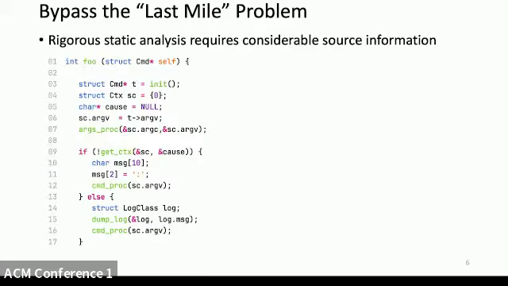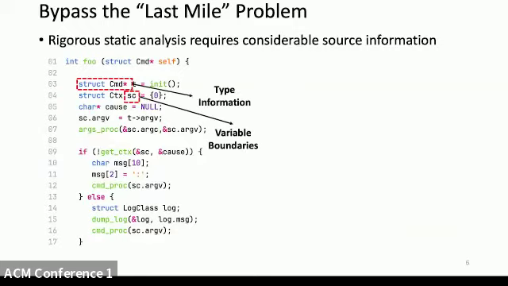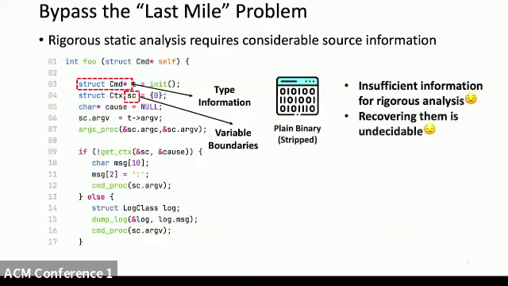Static analysis requires considerable source-level information to work properly. The existing tools mainly rely on two program entities to develop their algorithms: the variable boundaries and the type information. Although these two kinds of information are easy to obtain from the source code, the compiler usually discards them in the final binary code, and recovering them from the plain binary is still an undecidable problem, which could affect the precision of static analysis.